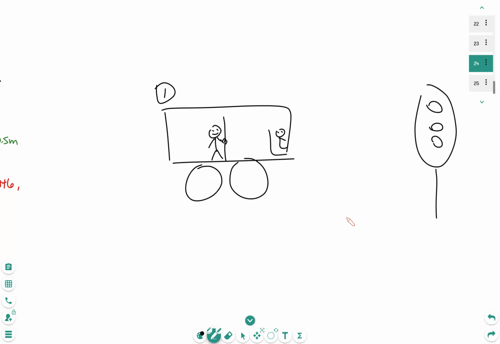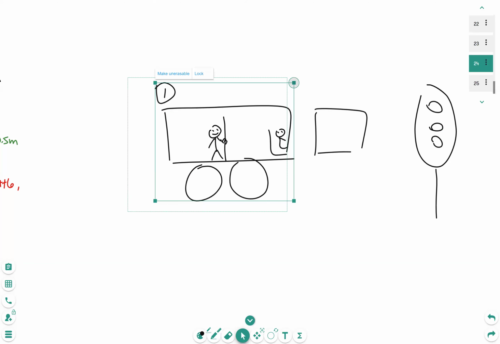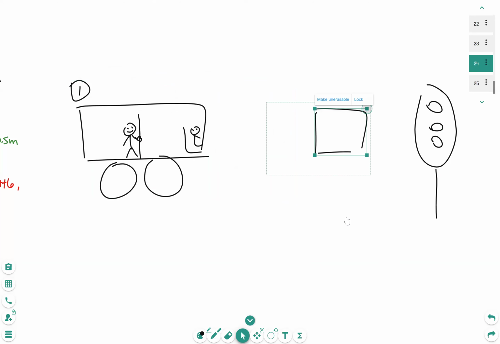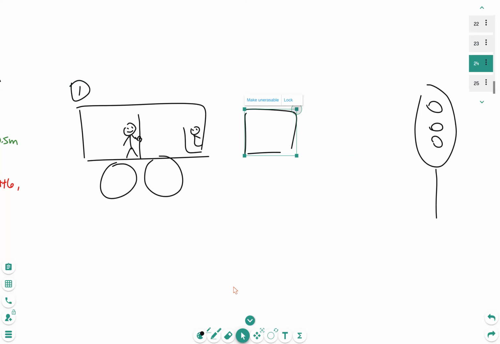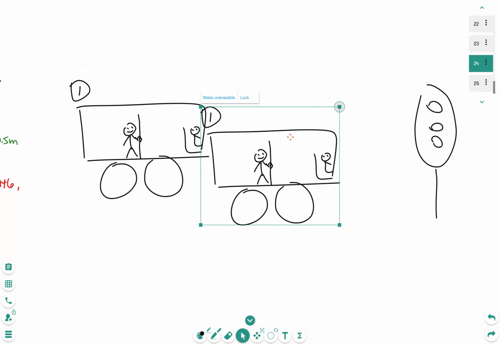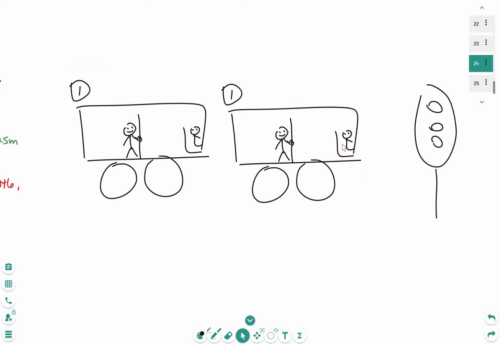The bus driver sees it late. So we were here at motion 2. Actually, I need to put the bus a bit backwards. Now the bus driver sees the traffic light late. So what will happen then? Obviously the bus driver doesn't want to risk getting a ticket, so he will slam the brake.